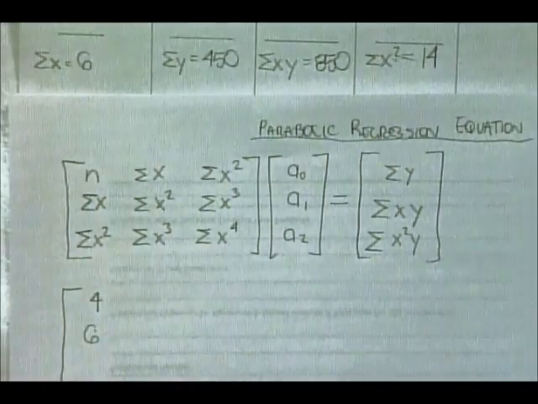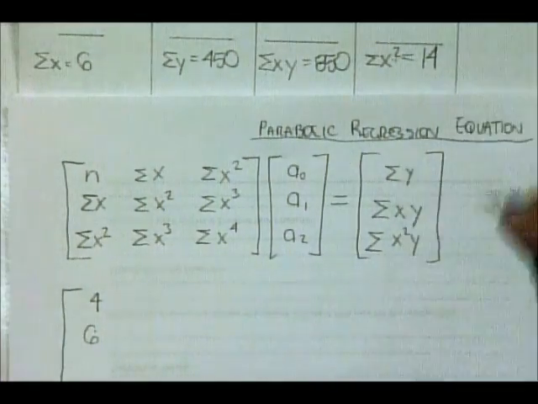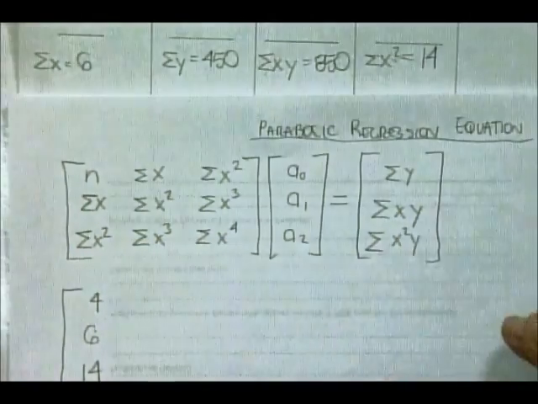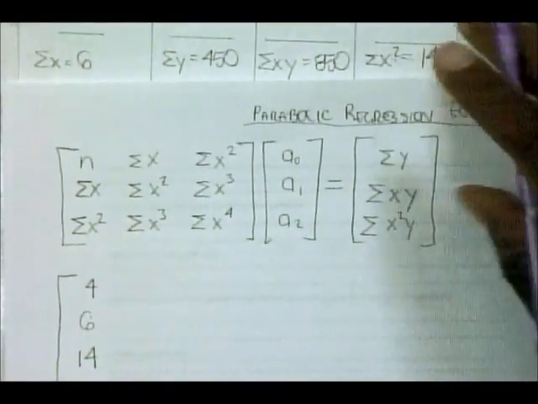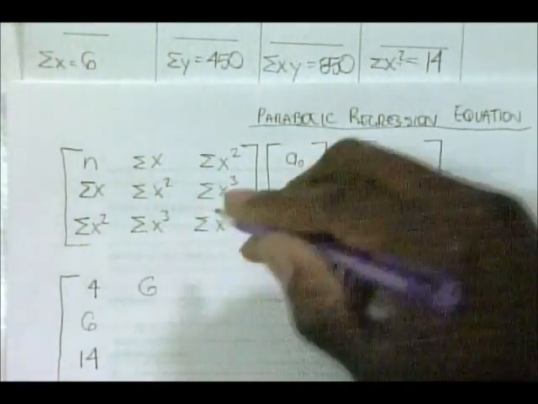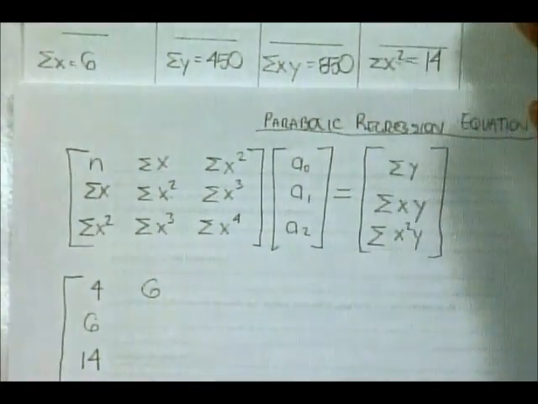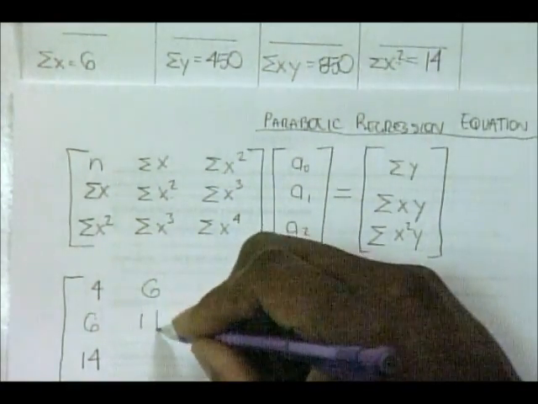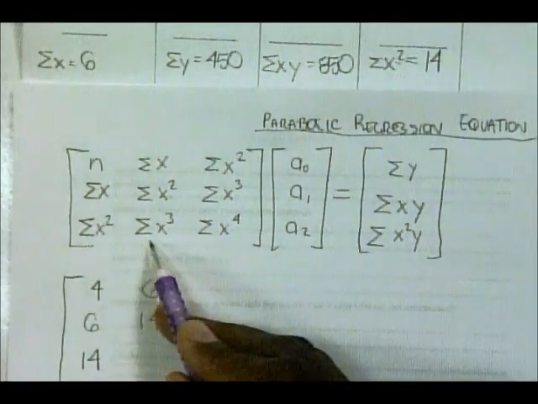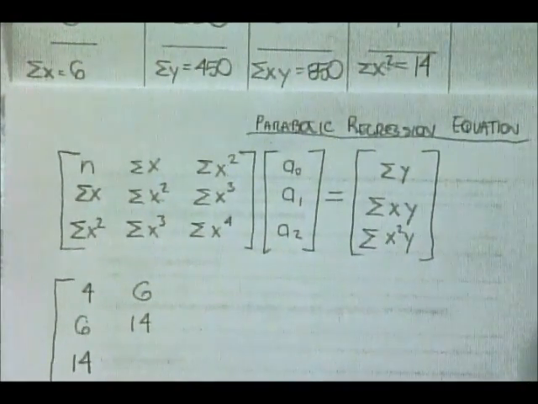The summation of x squared, we said was 14. All right. The summation of x, we said that was 6. The summation of x squared, we said that was 14. And the summation of x cubed, which we'll put here, we had not figured out yet. Let's do that over here.